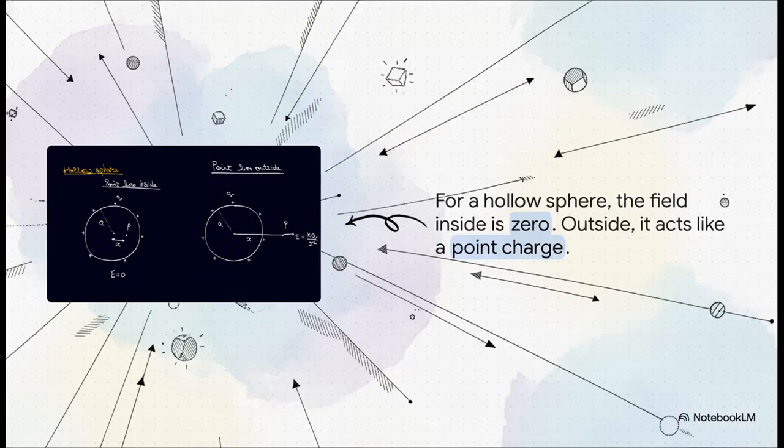This right here is one of the most incredible results in all of physics. If you have a hollow sphere made of a conductor and you put charge on it, the electric field anywhere inside that sphere is exactly, precisely zero. It's not just weak, it's zero. The pull and push from every single charge on that surface perfectly cancels out. But the second you step outside that sphere, its field acts exactly as if all of its charge was crushed down into one tiny little point right at the center.